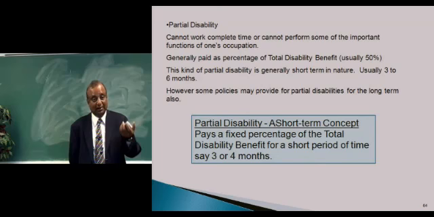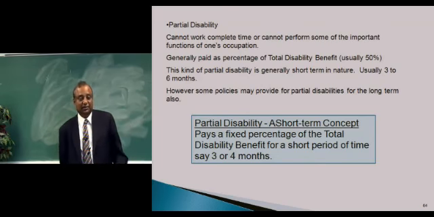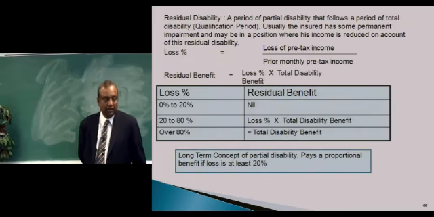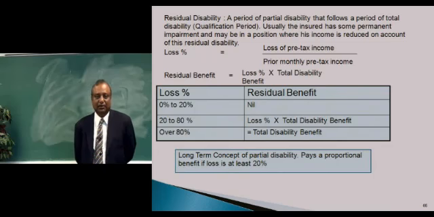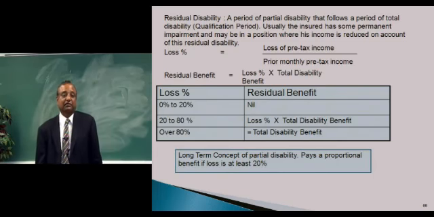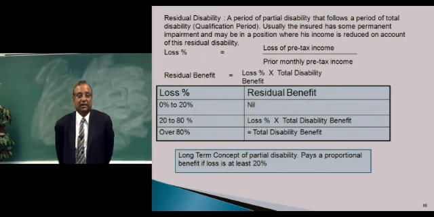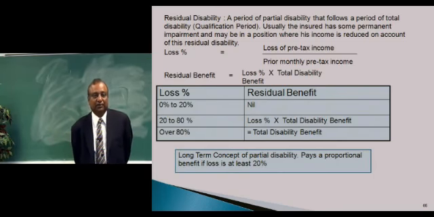But all partial disabilities need not be short-term. You could have a long-term partial disability. Long-term partial disabilities are covered under a concept called residual disability. Now, for a disability to be considered residual, if there is a residual clause, first of all, the person needs to be totally disabled for a certain period, called the qualification period. Usually 90 days in most policies.